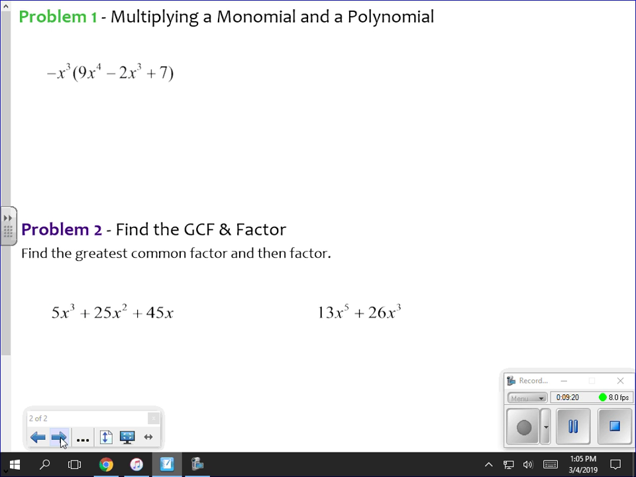So I distribute, which means I do negative x cubed times each one of those. So negative x cubed times 9x to the 4th. The negative and the 9 give me negative 9. And then I have x cubed times x to the 4th. I add the exponents to get x to the 7th. Okay. Negative x cubed times negative 2x cubed. Well, a negative times negative 2 gives me plus 2. 3 plus 3, x to the 6. Negative x cubed times 7.